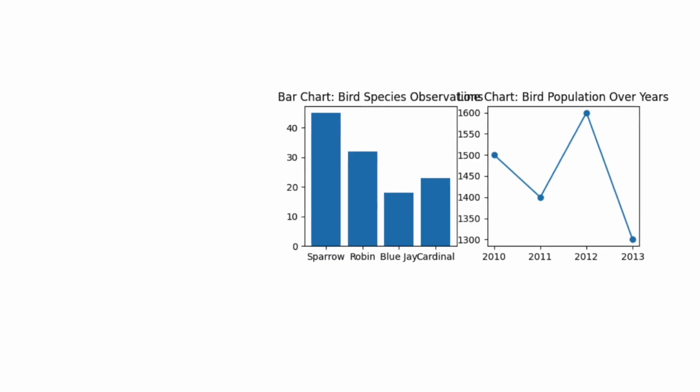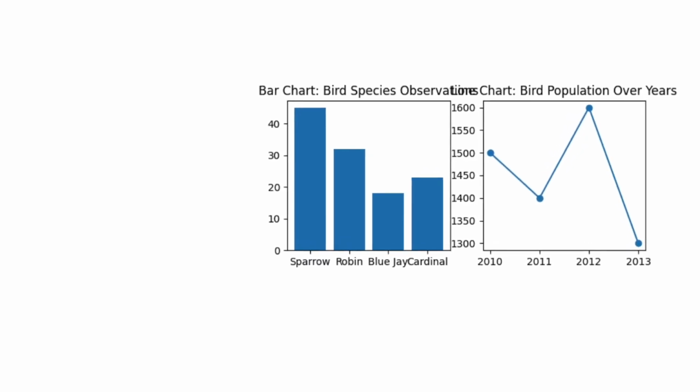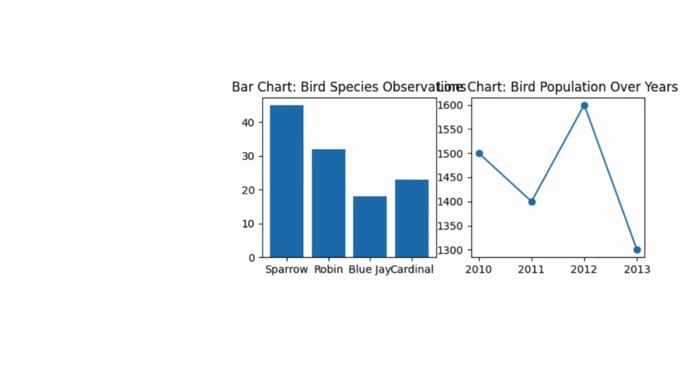In the same way, if we track how many birds of a certain type are there in the park each year, the line on the chart will show if the number goes up or down. This is really important because it helps researchers understand what's happening to the birds.